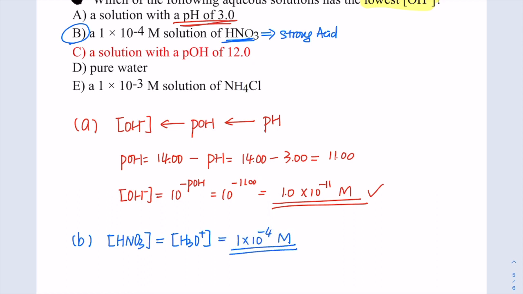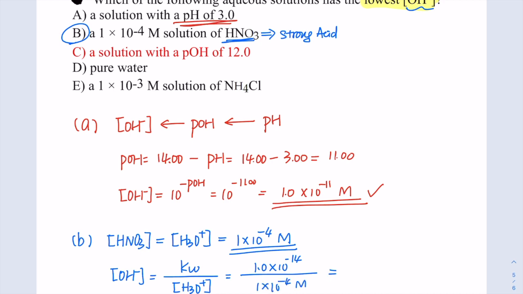But what are we concerned with? We want to know hydroxide. So we can use the relationship, and now we go the other way. Since hydronium times hydroxide equals Kw, Kw divided by hydronium ion concentration will equal hydroxide. At 25 degrees C, Kw equals 1 times 10 to the power negative 14, divided by 1 times 10 to the power negative 4, which will give us 1 times 10 to the negative 10 molar. That's the hydroxide ion concentration in the second solution.